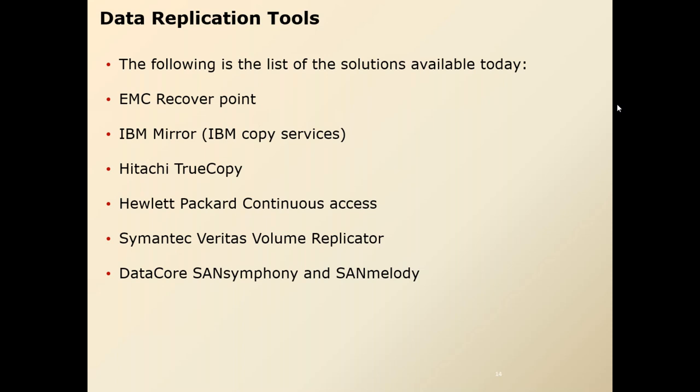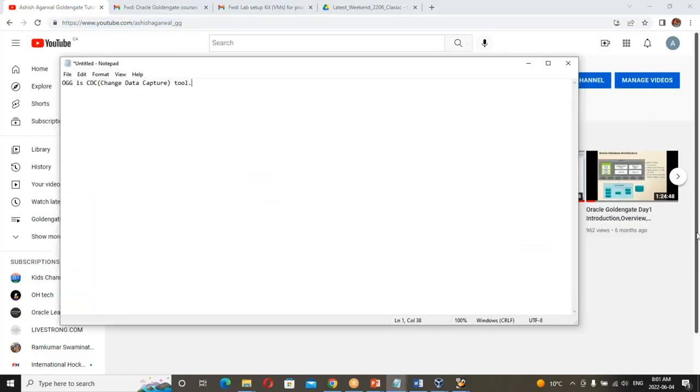Okay. So let us move forward. GoldenGate, as I told, is a change data capture tool. Now there are a lot of solutions available in the market today related to GoldenGate. Today, the most common competitors of GoldenGate include SharePlex. Have you ever heard about SharePlex? SharePlex and Attunity are the two major competitors of GoldenGate available.